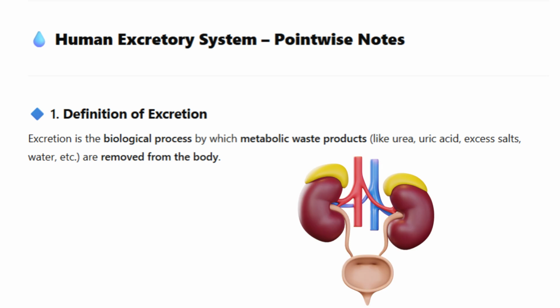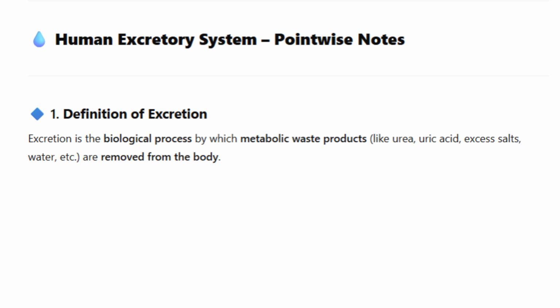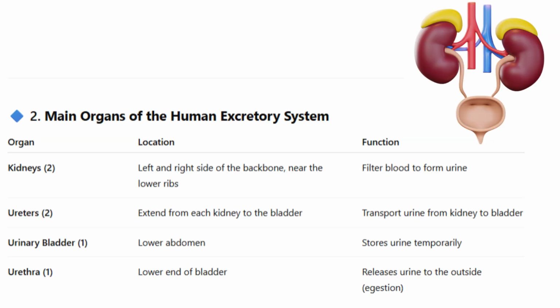1. Definition of excretion. Excretion is the biological process by which metabolic waste products, like urea, uric acid, excess salts, water, etc., are removed from the body. Let's understand the main organs of the human excretory system, which work together to remove waste from the body in the form of urine. First, we have two kidneys.